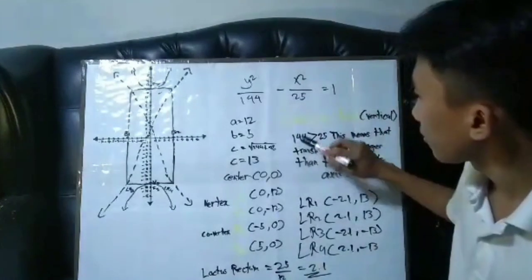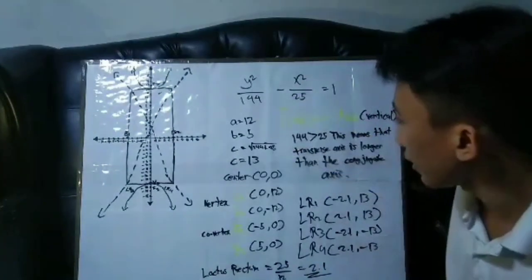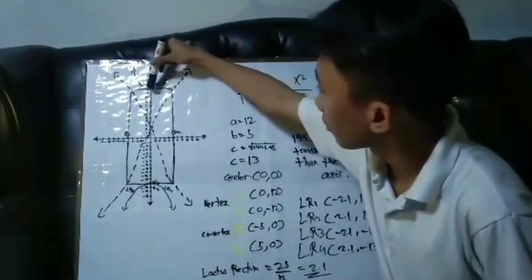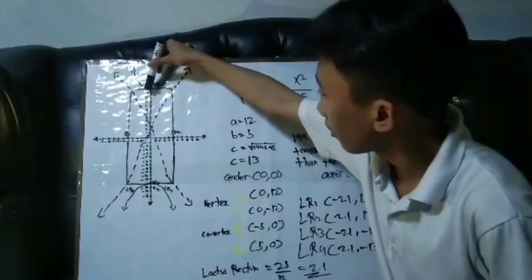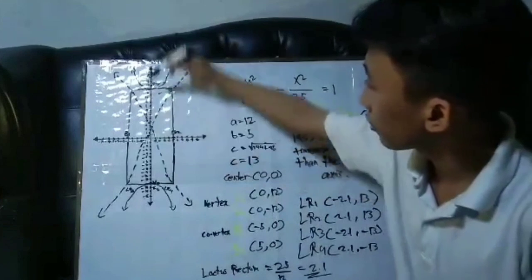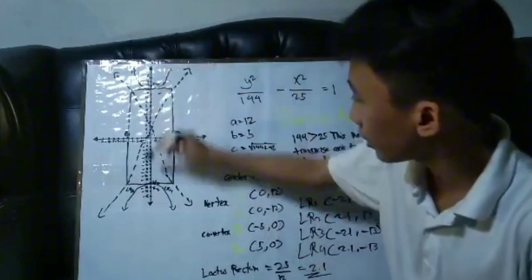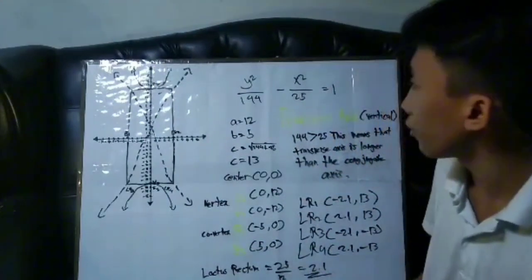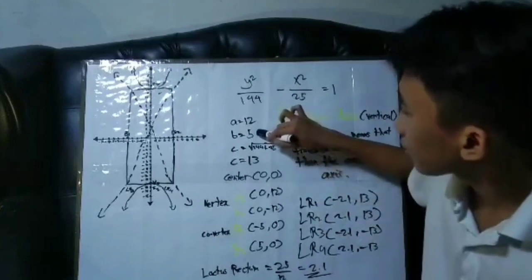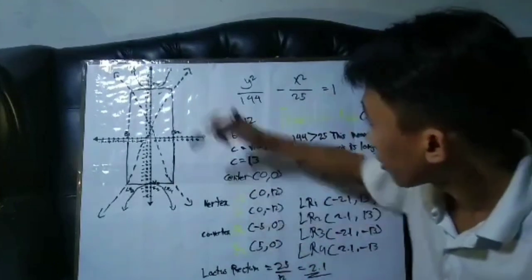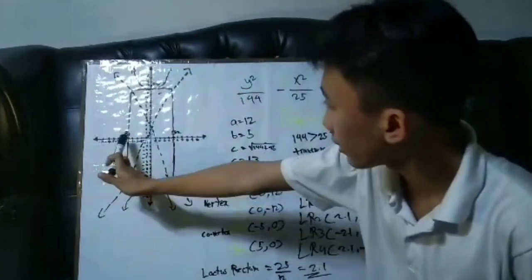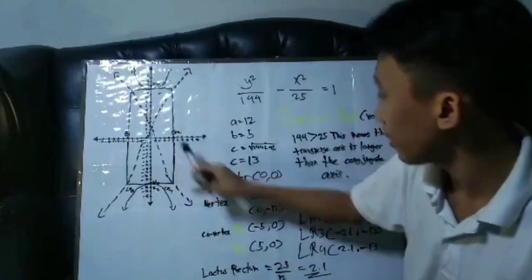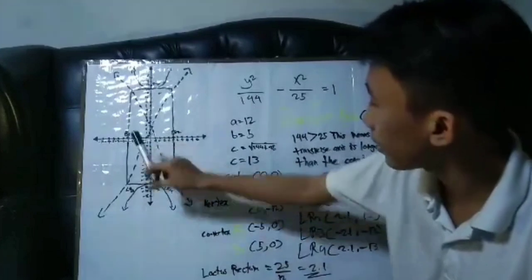Makikita natin sa graph, dahil 12 yung vertex natin, pupunta siya dito. So, 0, 12, and 0, negative 12. So, punta naman tayo sa co-vertices natin. Dahil 5 ang value ng B natin, that will be yung co-vertex 1 natin is negative 5 and 0. And ito naman, co-vertex 2 natin, 5 and 0.